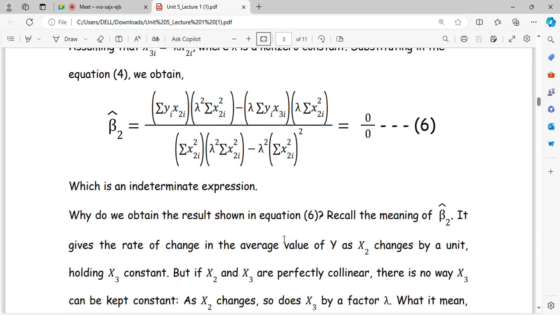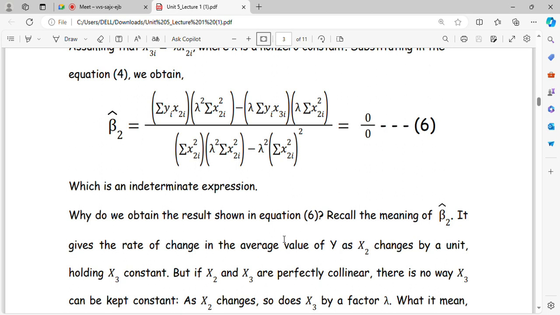That means that if there is a perfect multicollinearity, then we cannot actually get the value of beta 2 hat. এবার next আসছি যে why do we obtain the result shown in equation 6? Recall the meaning of beta 2 hat. What is the meaning of beta 2 hat? আমরা আগের দিনও পড়ে এসেছিলাম, it is the change in the conditional mean value of y for a given change in the value of x.